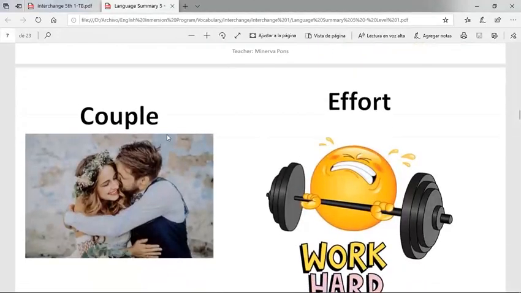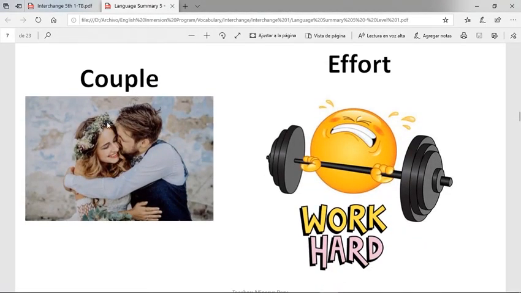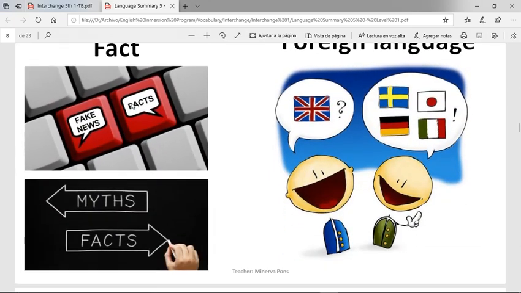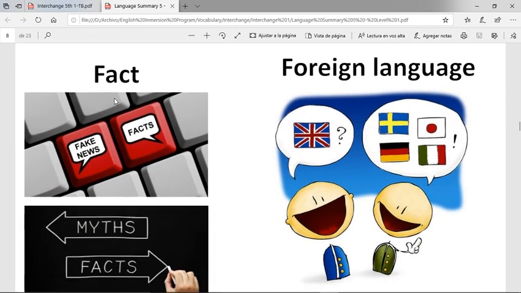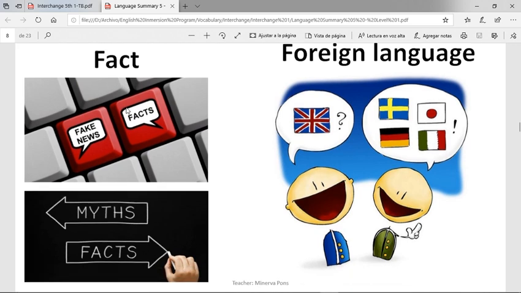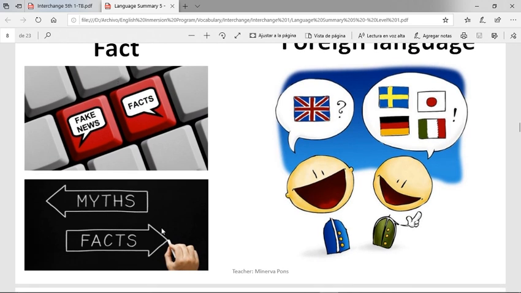Okay, very good. We have a couple, that is when a man and a woman have a relationship. We have effort, that is when you do something that is maybe difficult for you, but you still do it, even if it's difficult. You're giving your effort, for example, when you are studying English, even though it's hard. Okay, facts. A fact is something that is true. It's scientifically proven. That is a fact. And the opposite of a fact is a myth.